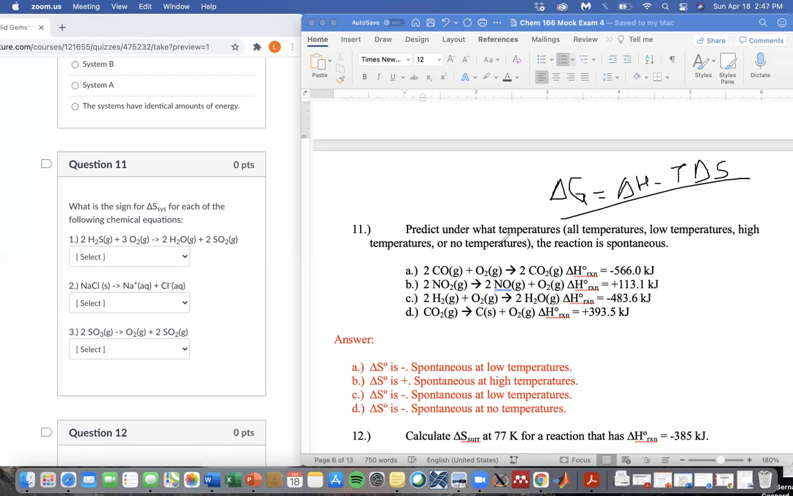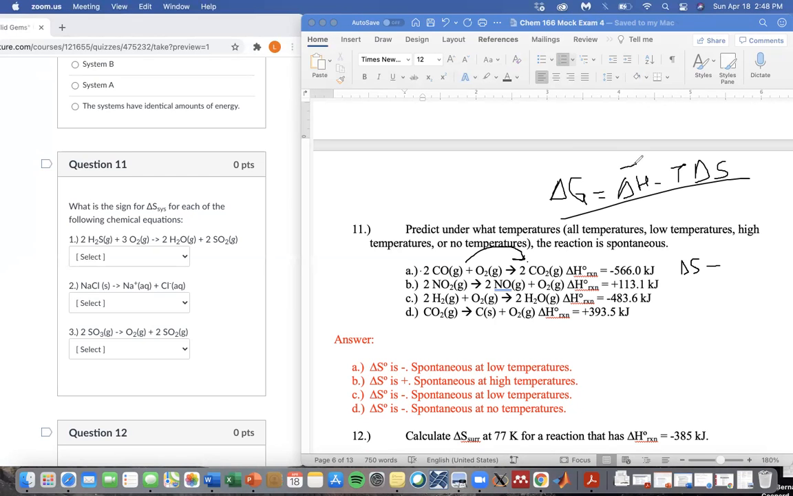And so for this one, for example, we can look at whether it's going to have a delta S that's positive or negative. We're going from 3 moles of gas to 2 moles of gas, and so delta S is going to be negative here because you're going to a lower number of moles of gas. But your delta H is negative already. First we should establish that in order for a reaction to be spontaneous, you want delta G to be negative. If delta G is positive, it won't be spontaneous.